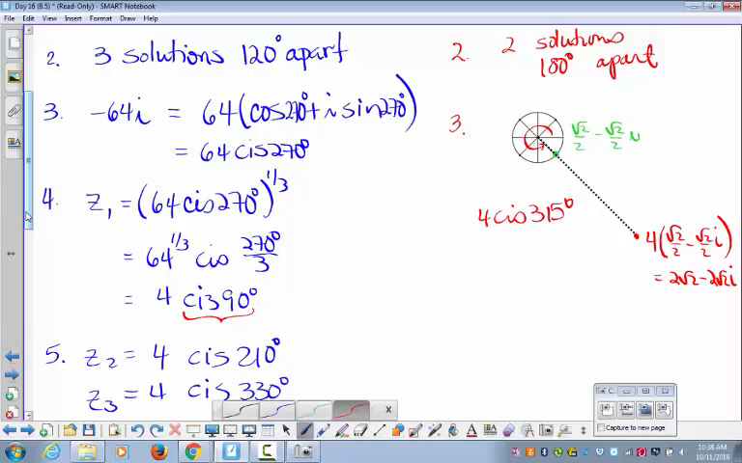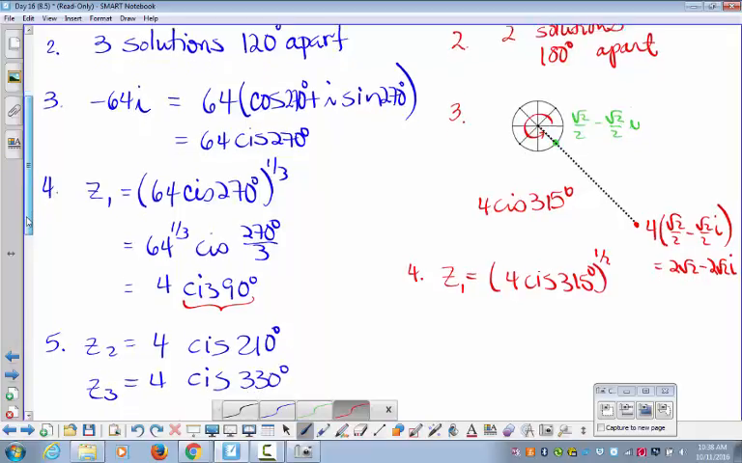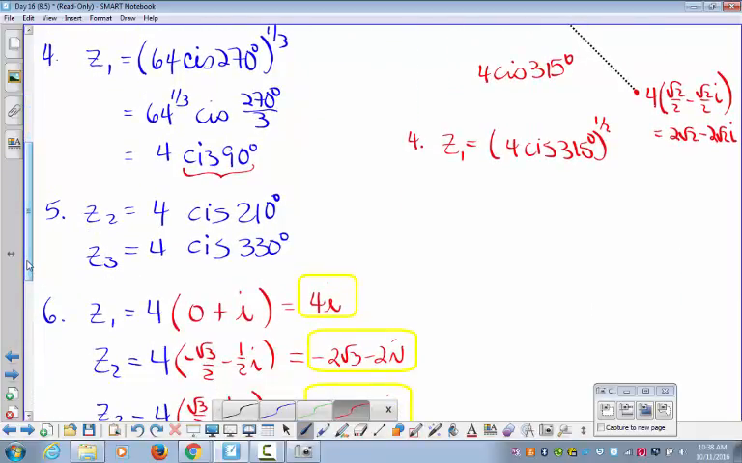And that brings us to step 4, where we say that Z1, our first solution, will be 4 CIS 315 degrees to the 1/2 power. And that half comes over to the 4 as a square root of 4, giving 2. And what do we do to the 315? We divide it by 2. And what does that give us? 157.5 degrees. So there's your first solution.